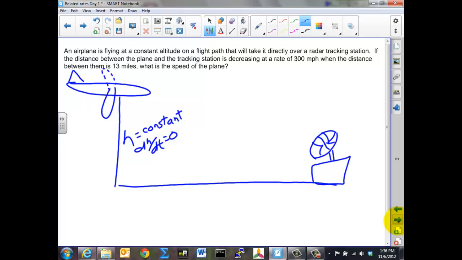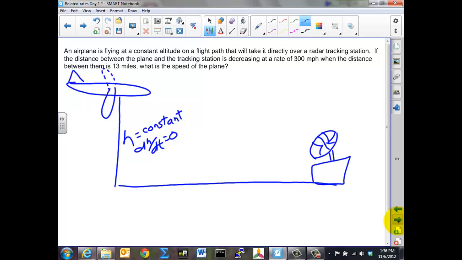Okay? If the distance between the plane and the tracking station is decreasing at a rate of 300 miles per hour. Okay, let's break that down and draw it on our picture here. The distance between the plane and the tracking station. What's the distance between the plane and the tracking station? How do I measure it? Where would that be up here, you think? It'll be in miles, but somebody want to come draw it up here or point it out to us or describe to me where you think it is?